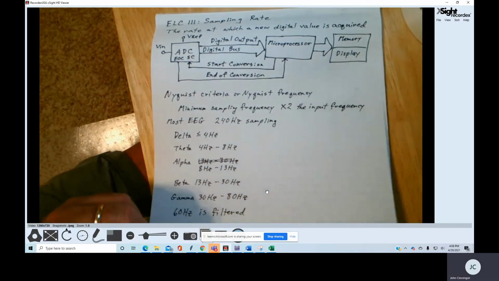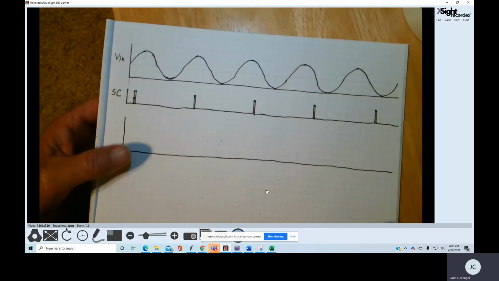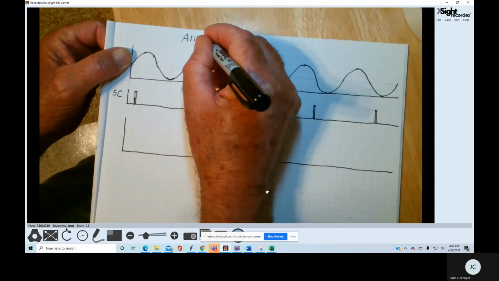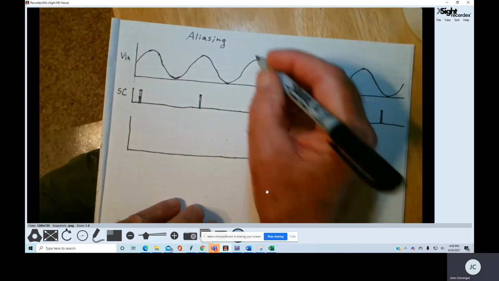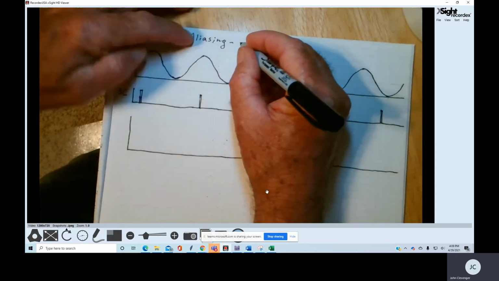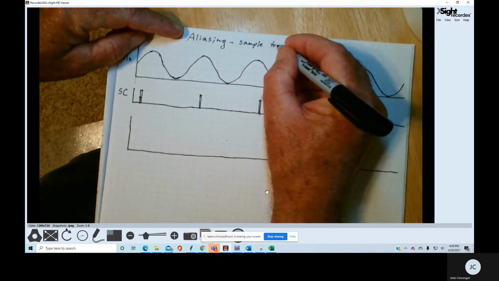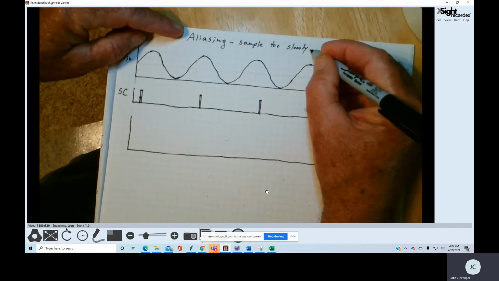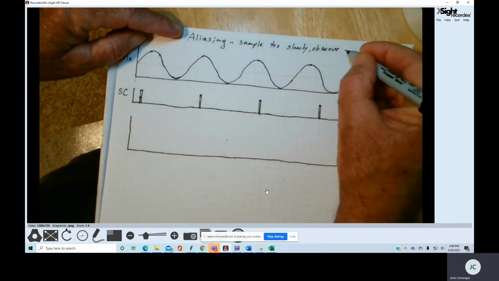Now, another term that you need to be familiar with regards to sampling rate is what's called aliasing. And aliasing is simply what happens when we sample a signal too slowly and we observe a different signal.